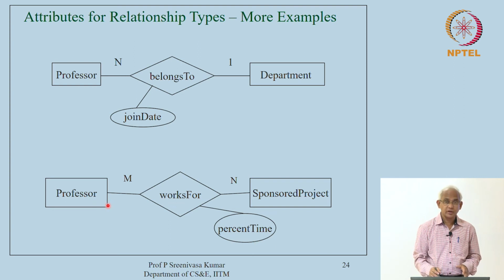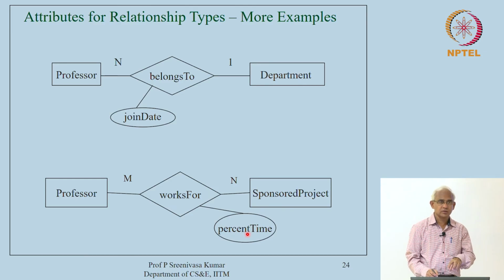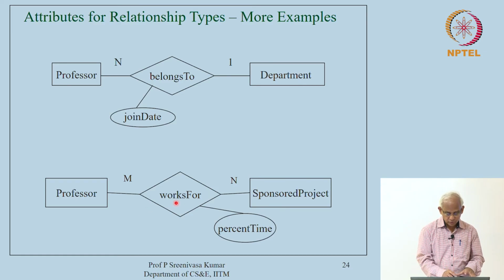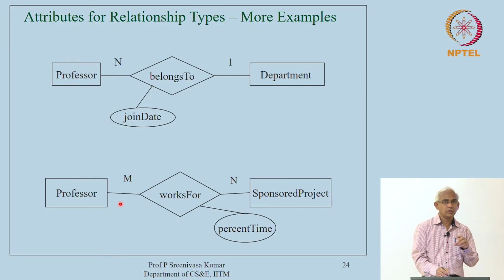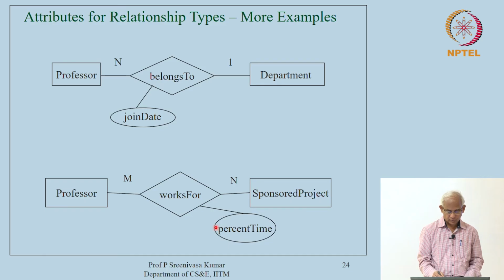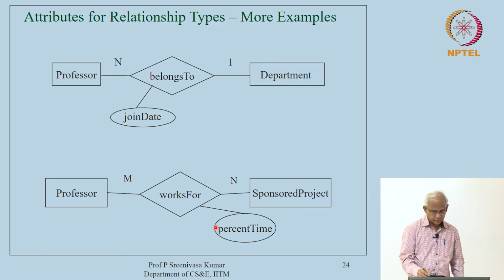Recall that this is a many to many relationship, and so the percent time is in fact an attribute of the association between professor and a particular sponsored project. So, a professor might have 3 sponsored projects and then might say that okay, I am going to give 10% of my time to each of these 3. So, these are interesting scenarios which we can capture using these conceptual tools that are available. Any questions in what we have been talking about?